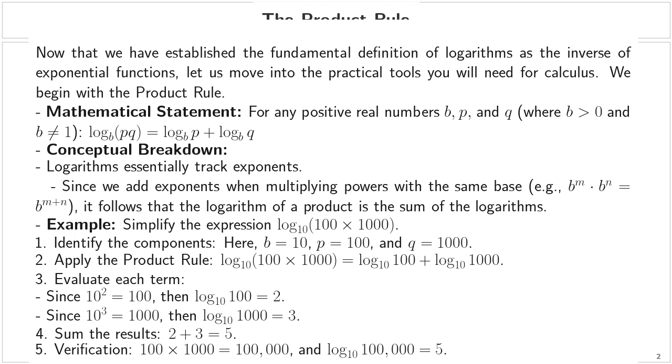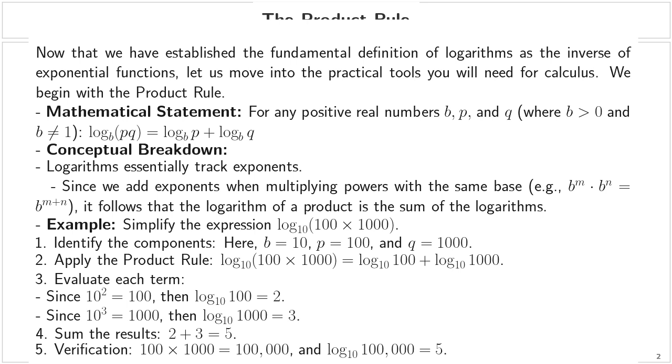To verify this, we can do the calculation the long way. 100 times 1000 equals 100,000. Since 10 to the power of 5 equals 100,000, the log base 10 of 100,000 is indeed 5. Both methods give us the same result, but the product rule allows us to handle much larger or more complex numbers with ease. As we move forward, keep this relationship in mind.